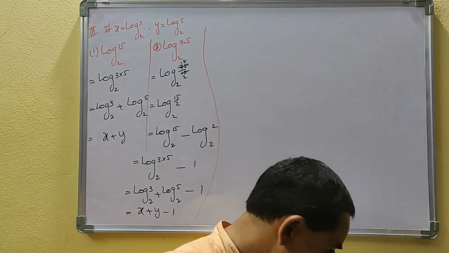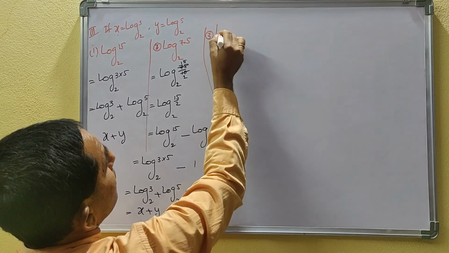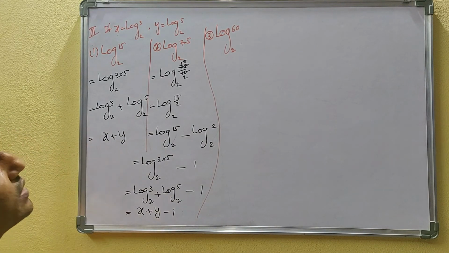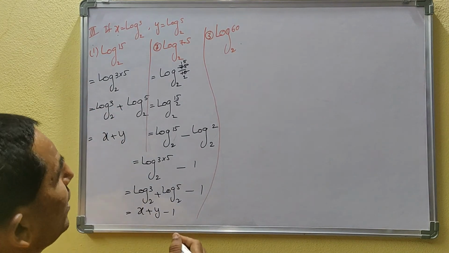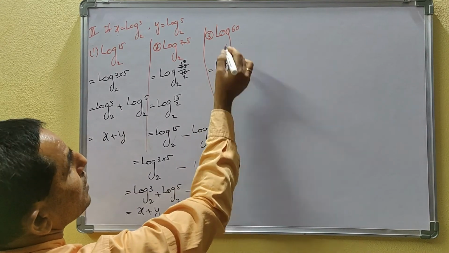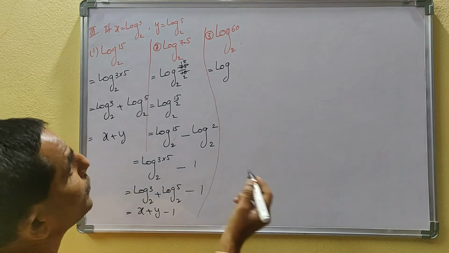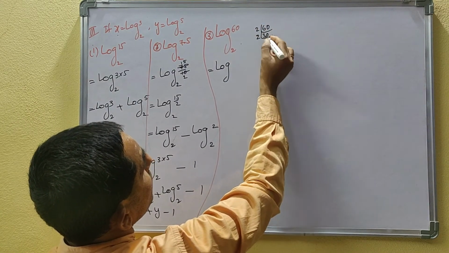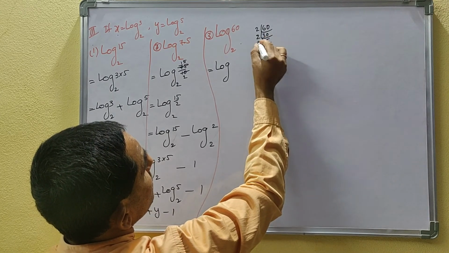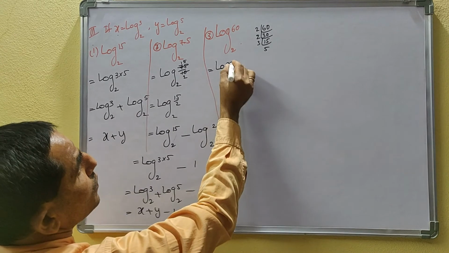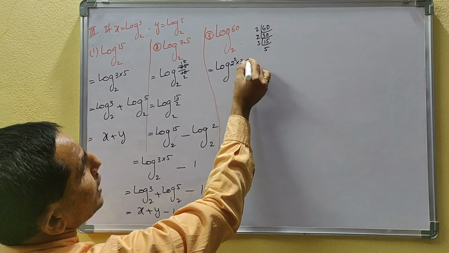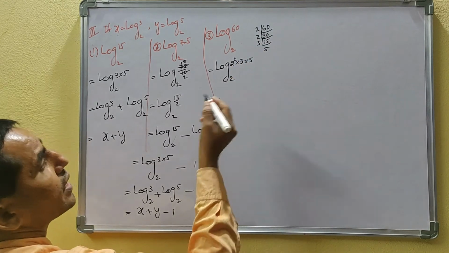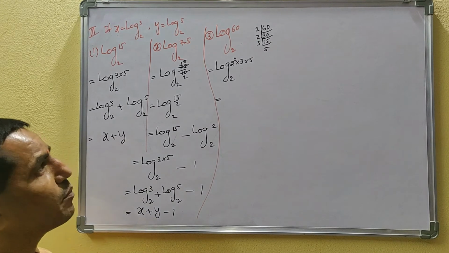Log 60 base 2. Third question, log 60 base 2. So find the value of log 60 base 2 in terms of x and y. So 60 can be written as 2 into 2, like that. 2 30s are 60, again 2 15s, next 3 5s. So here 2 square into 3 into 5, base 2. So here log ABC is equal to the formula log A plus log B plus log C.